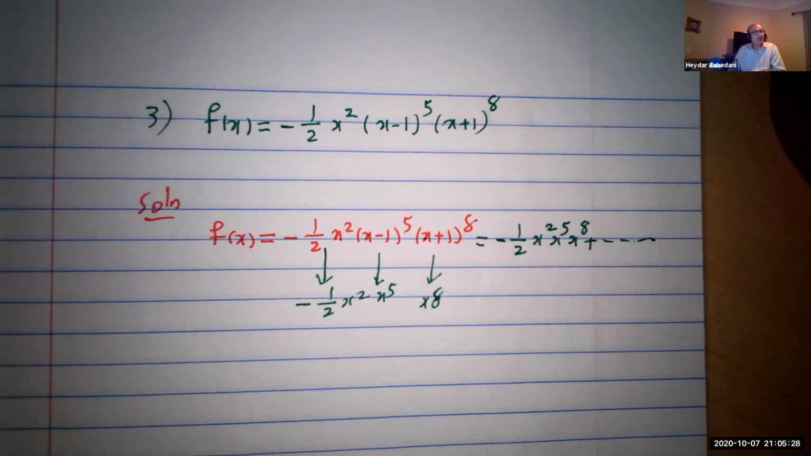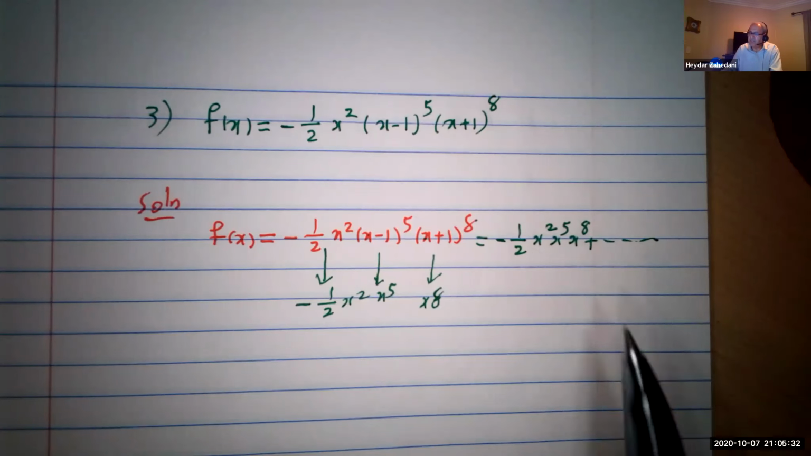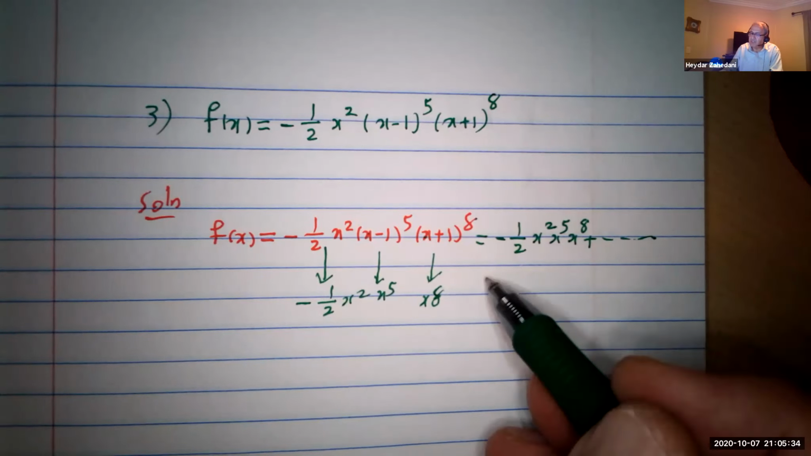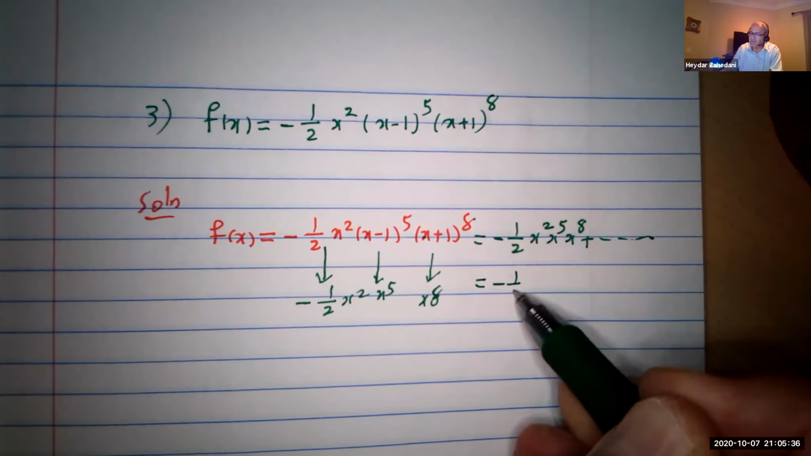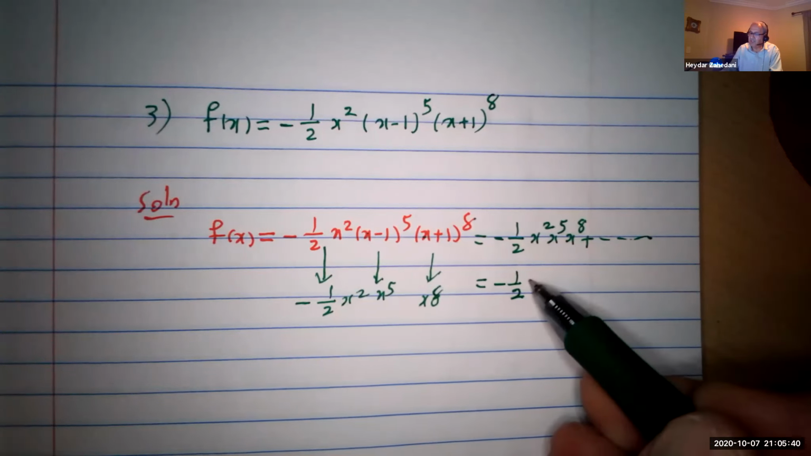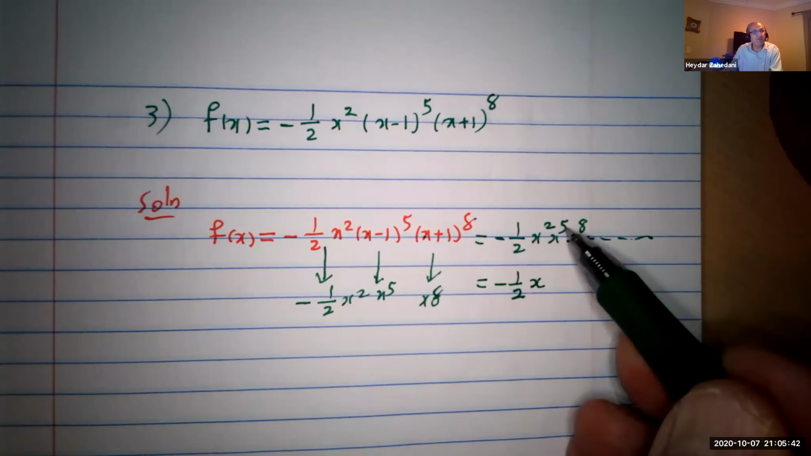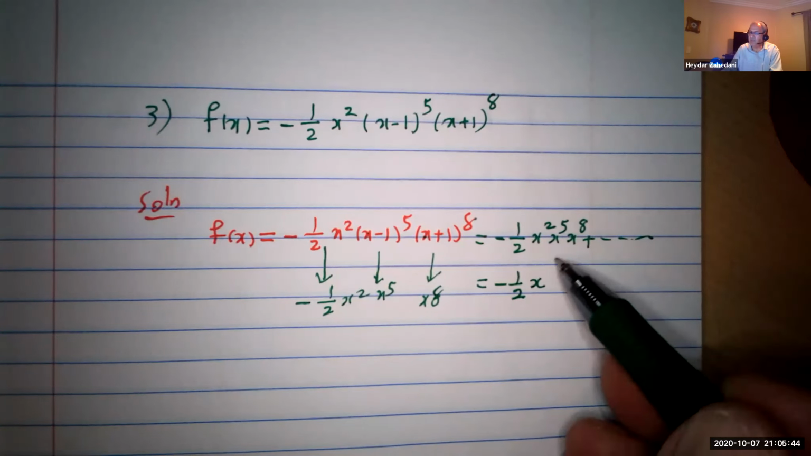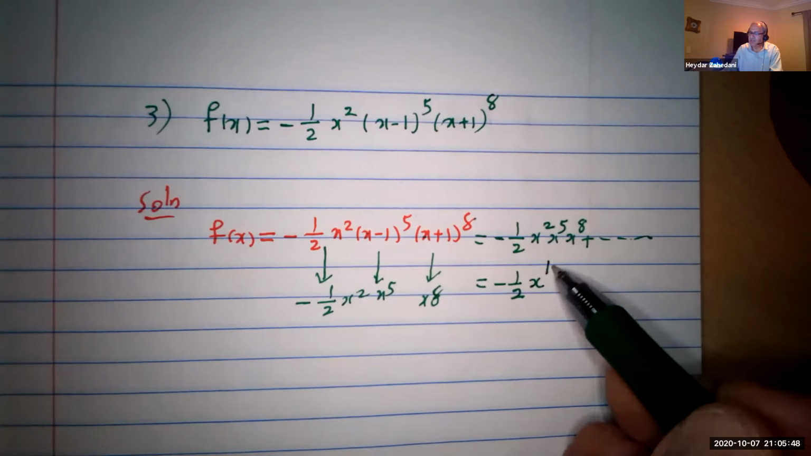Okay, so this is how we're going to get the highest power of the x. What is going to be this? If you multiply them together, that gives a negative half. Okay, negative half. What's going to be the power now? x to the 2 plus 5, 7. 7 plus 8 would be 15.